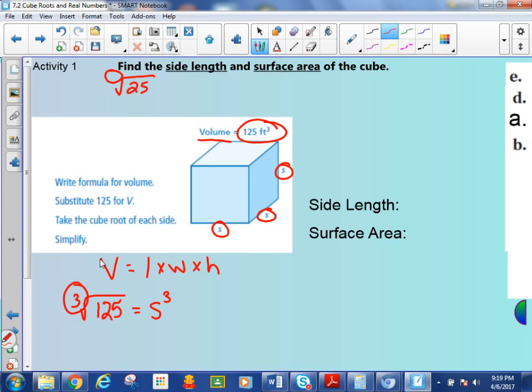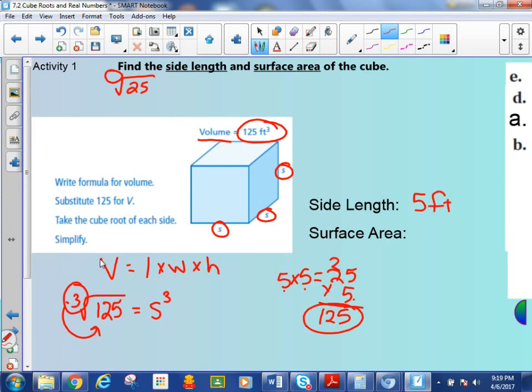So we want to find a number times itself 3 times that would equal 125. If we just test, well, it ends in a 5, so let's try 5. 5 times 5 gives me 25, and then if I take that times 5, we get 125. So we just found out that our answer would have been 5 times 5 times 5. So our side length is going to be 5. And the label was feet.